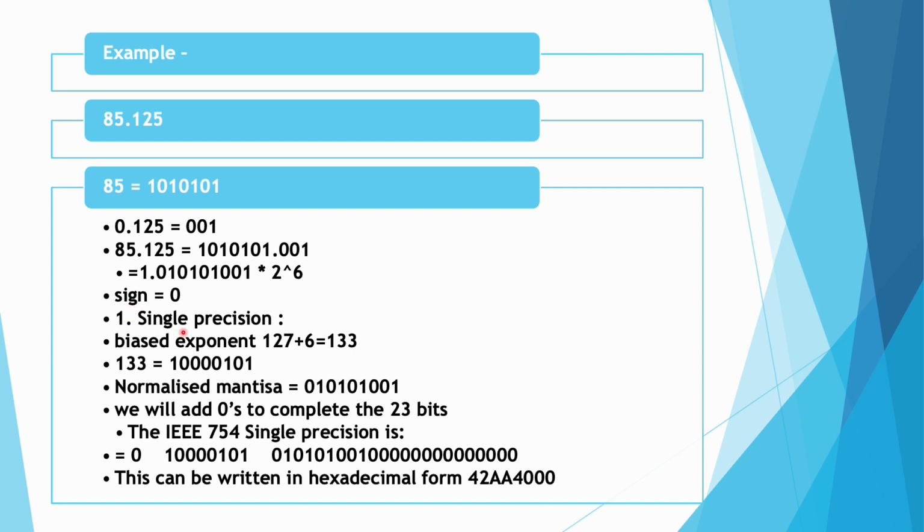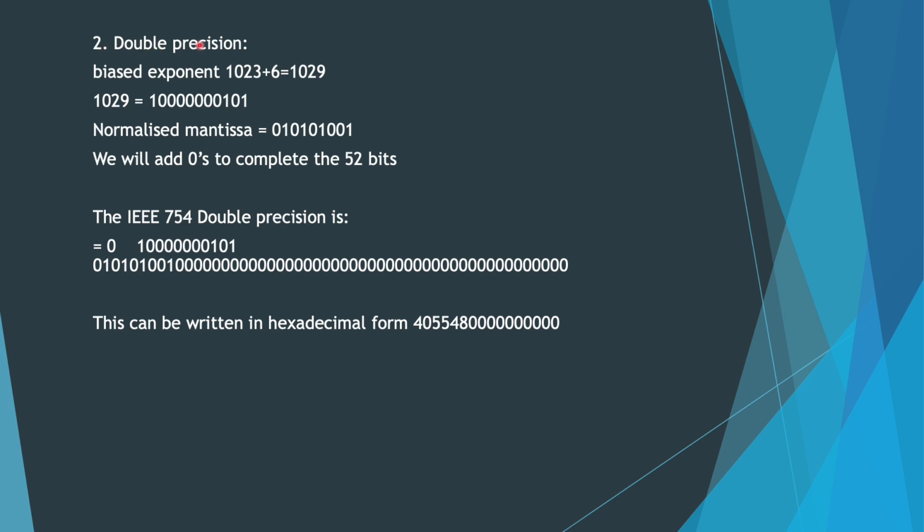First, we will convert it in single precision. Biased exponent will be 127 plus 6, which is 133. 133 in binary is 10000101. Normalized mantissa is 01010101. We will add zeros to complete the 23 bits. The IEEE 754 single precision is 0 as sign bit, 10000101 as exponent bits, and 0101010000 till 23 bits as mantissa. This can be written in hexadecimal form as 42AA4000.